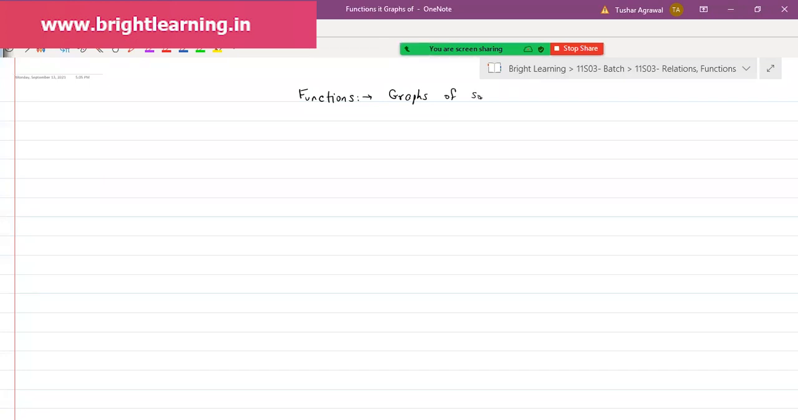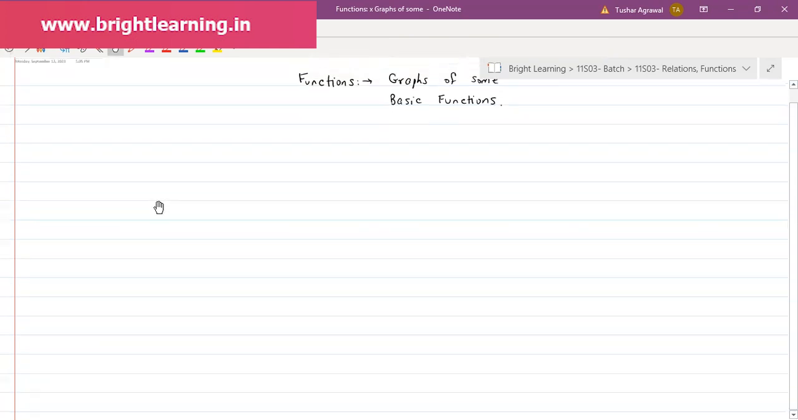Graphs of some basic functions. Okay, so first we will see the algebraic functions, or for that matter let's consider first the constant function. Okay, so for example, constant function means what?